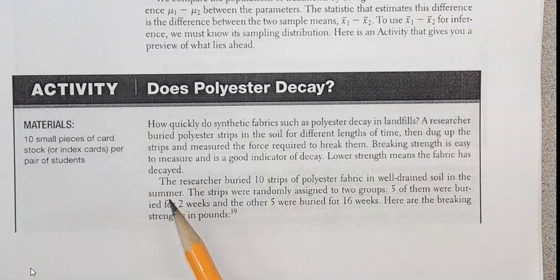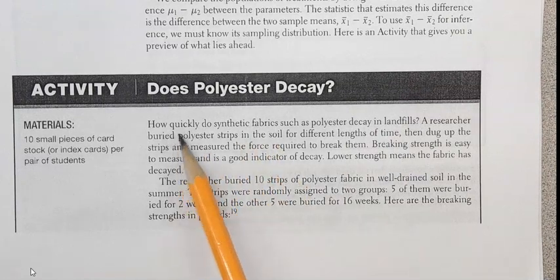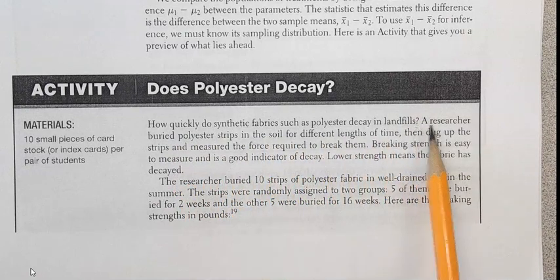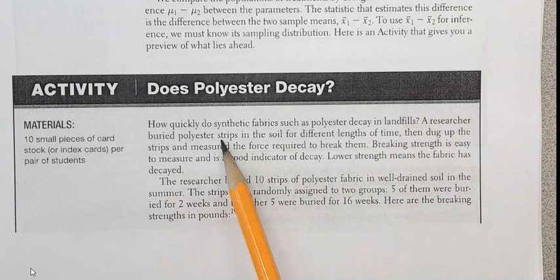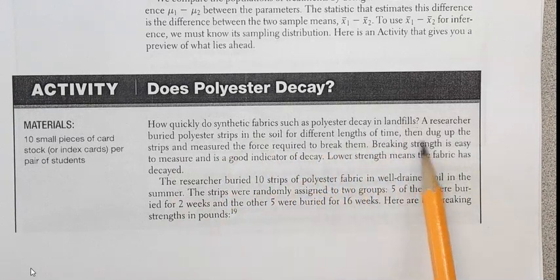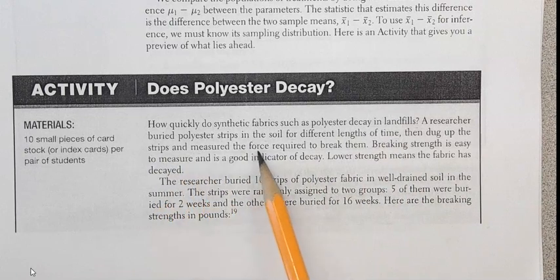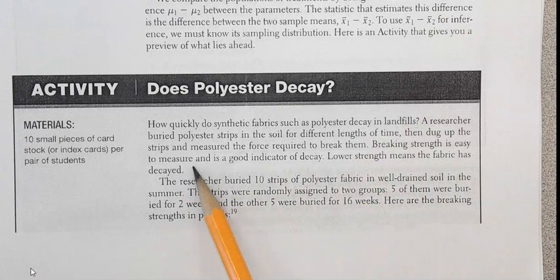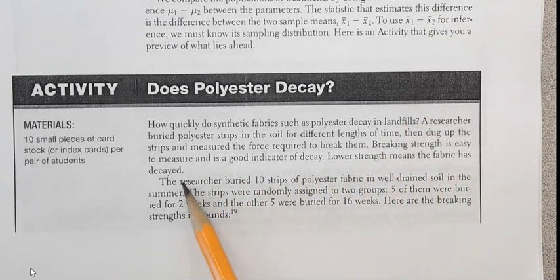So this example deals with comparing polyester. Basically, we want to compare how well polyester holds up in a landfill, or how fast it decays. The question says, how quickly do synthetic fabrics such as polyester decay in landfills? A researcher buried polyester strips in soil for different lengths of time, then dug up the strips and measured the force required to break them down. Breaking strength is easy to measure and is a good indicator of decay. Lower strength means the fabric has decayed.